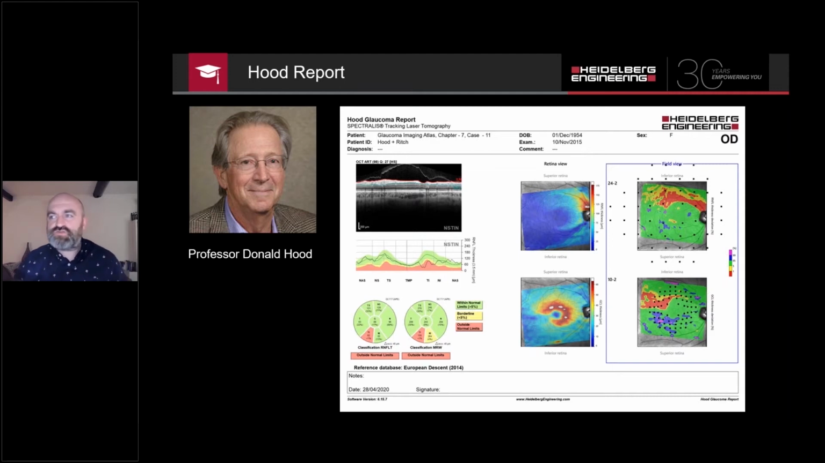Now, again, I say controversial because at this point in time, does the Hood report completely replace visual fields? Absolutely not. In many ways, it's just an extremely useful complementary report to add to the visual field test. But again, it's a very good alternative if you've got a patient who for whatever reason, is not very good at doing visual field tests or wasn't able to do them.